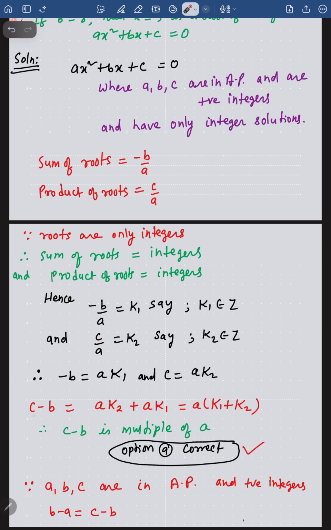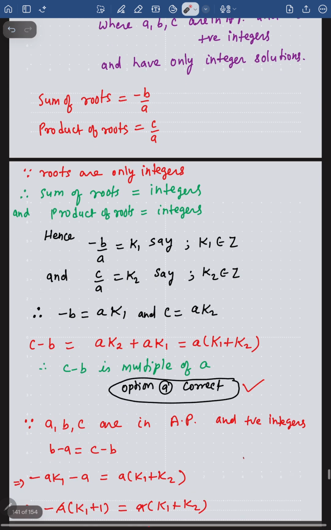Therefore c minus b, this is c, this is minus b, we can write as a k2 plus a k1, taking a common, a into k1 plus k2. k1 plus k2 is an integer, as we have just assumed. So c minus b is a multiple of a, yes or no? That is a multiple of a into k1 plus k2. So option A is correct.